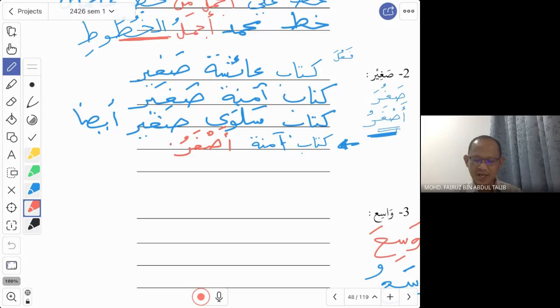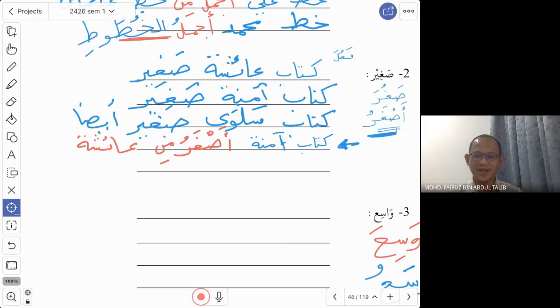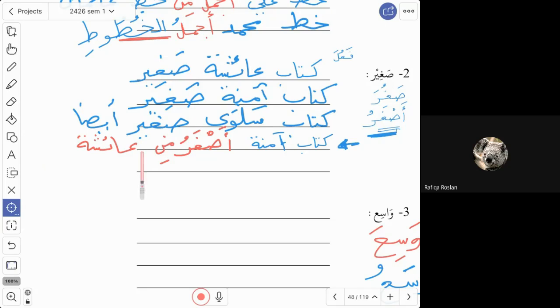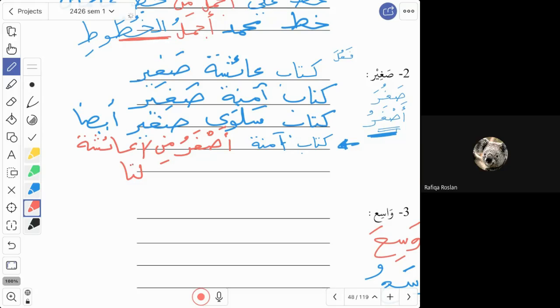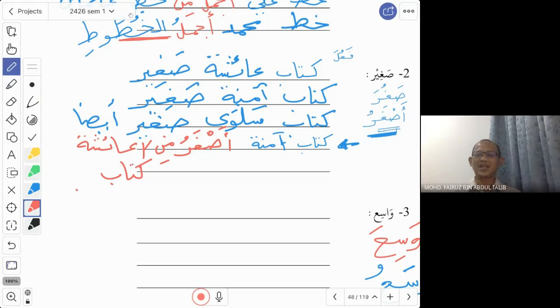Min Aisyah. Okay, is it min Aisyah? If you say kitab Amina asgharu min Aisyah, what does it mean? It means that Amina's book is smaller than Aisha, not Aisha's book, than Aisha. So we do not want to compare the book with Aisha. We want to compare the book with Aisha's book. So what do you need to add here? Kitab, yes. Min kitabi Aisyah, because we are comparing between the kitab, not between Aisha and also Fatima. Okay, next.